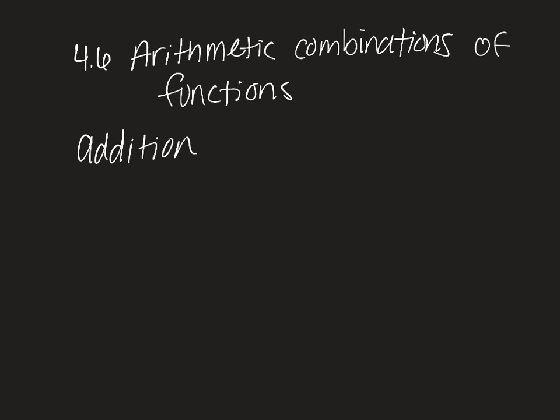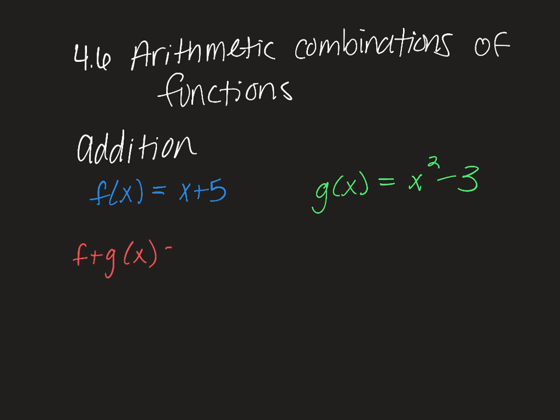When you're adding two functions together, you will be given the two functions you have to add. So we'll say we have f of x, which we'll have equal to x plus 5, and we will also have g of x, which we'll say is equal to x squared minus 3. Then it's going to ask you to find f plus g of x. This just means that we are adding these two functions together, right? It's just like adding polynomials and combining any like terms we have.